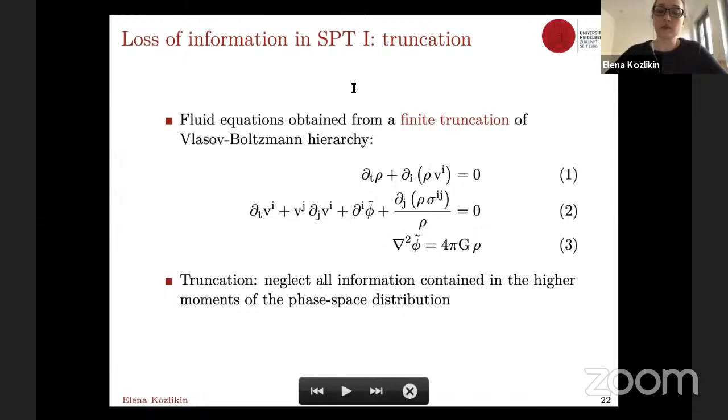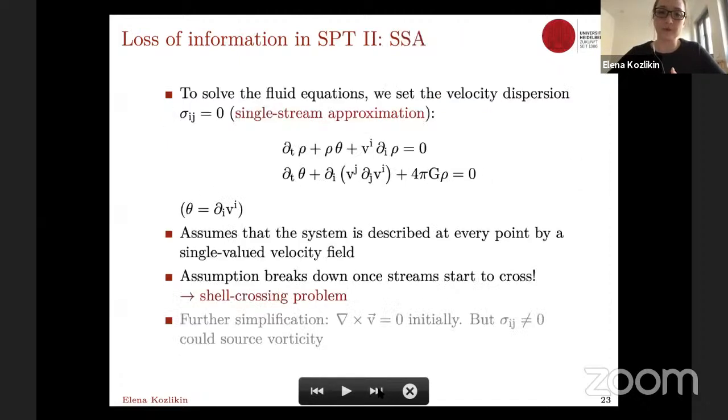In order to arrive at the fluid equations, we make a finite truncation of the Vlasov-Boltzmann hierarchy, and we end up with these equations. But because we truncate the hierarchy, we neglect information that is contained in all the other higher moments of the phase-space distribution of the particle ensemble. So this is part one of where the information is lost when we're doing standard perturbation theory.